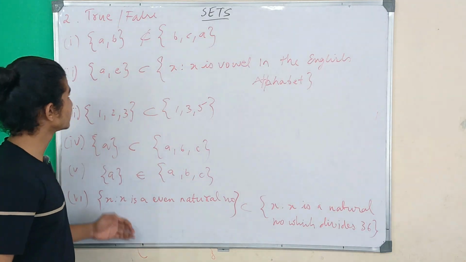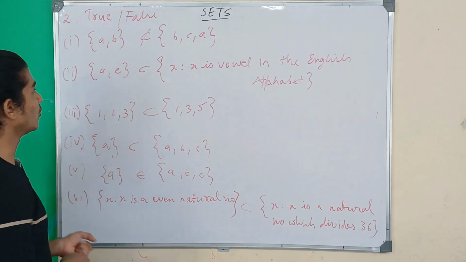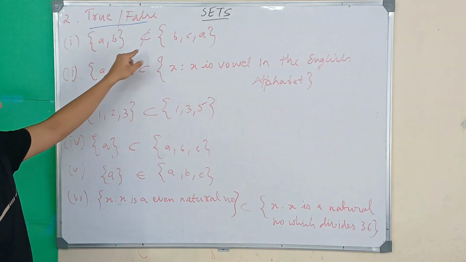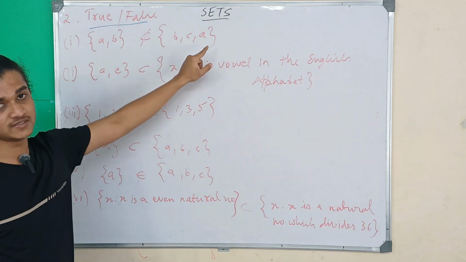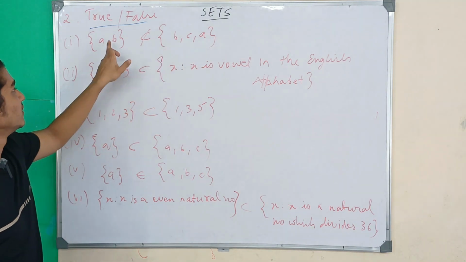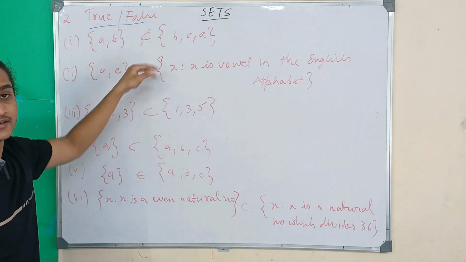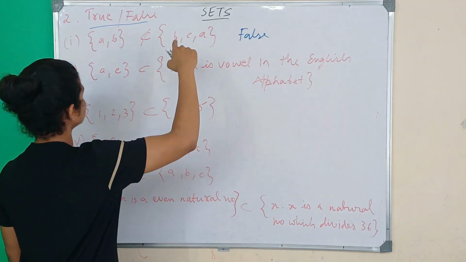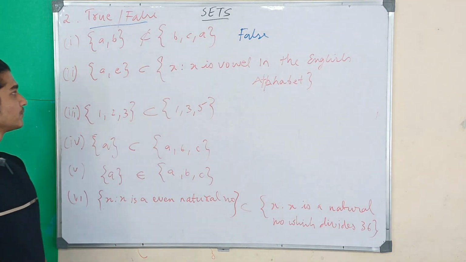So the second main part of the third exercise is we have to state whether it is true or false. They're saying AB is not a subset of BCA. So is every single element there? A, yes, it's there. B is also there. So this statement is false. Why? Because AB is a subset of BCA.